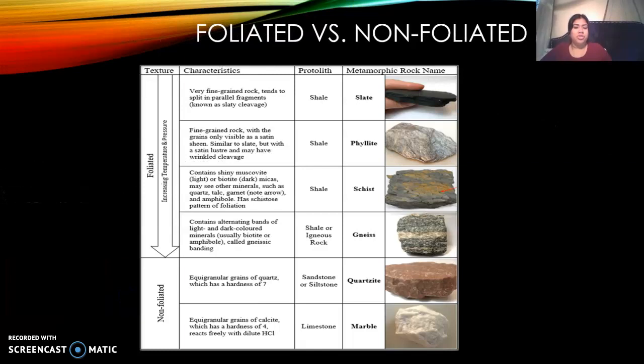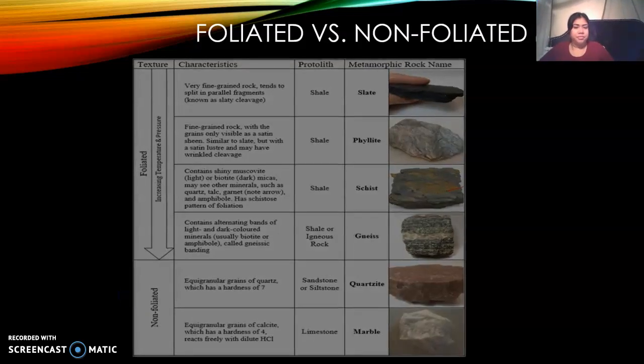Here you will see a chart of the foliated and non-foliated metamorphic rocks. It has the names on the side as well as pictures of the slate and all the other ones there, and there are some characteristics there. And you can see where for the foliated one, it says as the temperature and the pressure increase, it's got that whole section there. At the bottom for the non-foliated, you've got those two there.